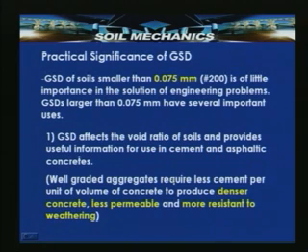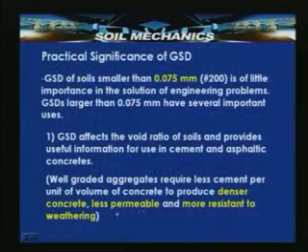So, well graded aggregates require less cement per unit of volume of concrete to produce denser concrete, and less permeable and more resistant to weathering. So, if you have got information from the grain size distribution curve and a well graded aggregate has been selected, it requires less amount of cement per unit volume of concrete to produce a denser, less permeable and more weather-resistant concrete surface. So, this is one of the practical significances of the grain size distribution analysis.